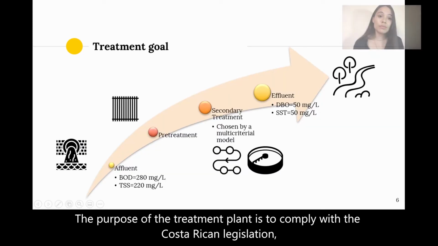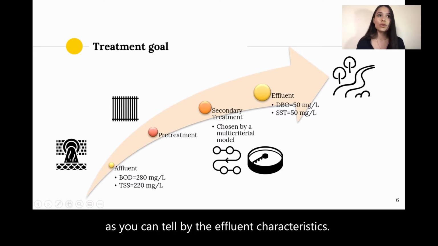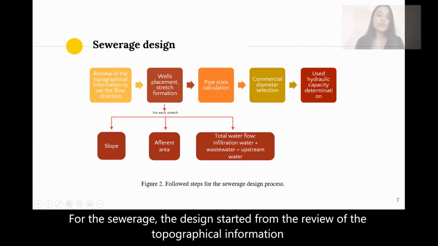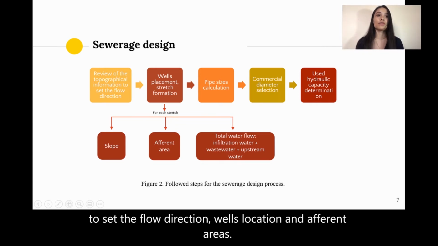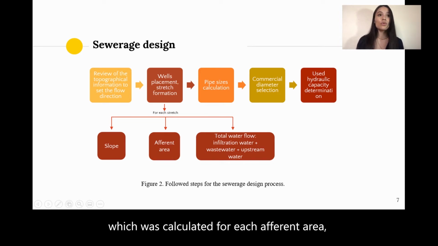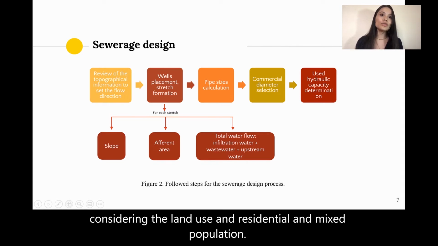The purpose of the treatment plant is to comply with the Costa Rican legislation, as you can tell by the effluent characteristics. For its accomplishments, a preliminary and secondary treatment are needed. For the sewerage, the design started from the review of the topographical information to set flow direction, wells location, and the effluent areas. The total water flow includes the wastewater flow, which was calculated for each effluent area, considering the land use and residential and mixed population.